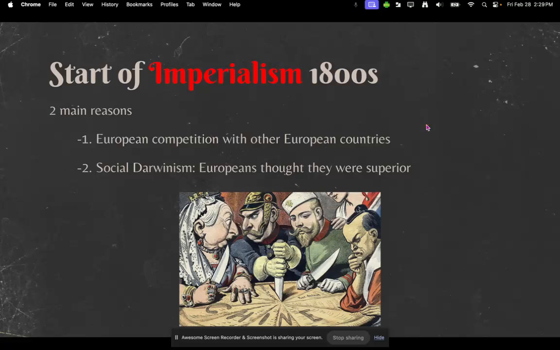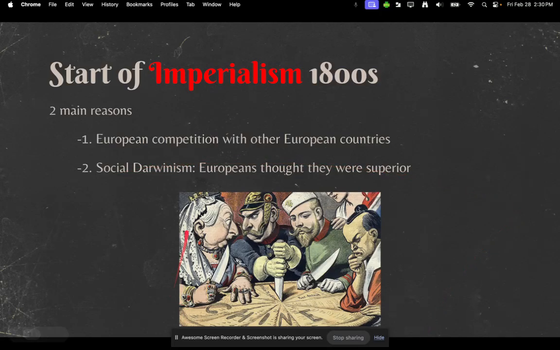There are two main reasons that imperialism really grew in the 1800s. The first reason was European competition with other European countries, and the second was social Darwinism, which we learned about last unit. That is where Europeans thought they were superior.